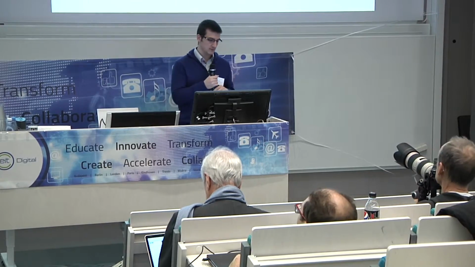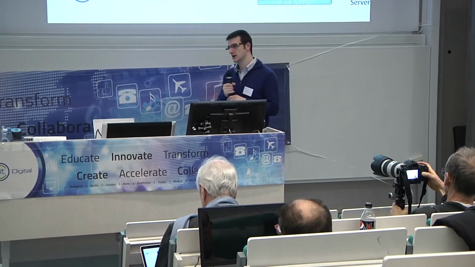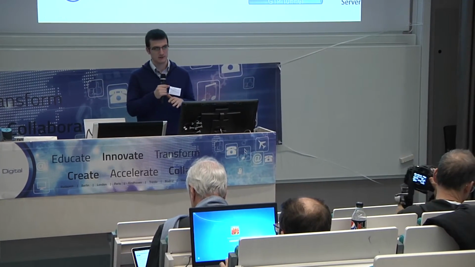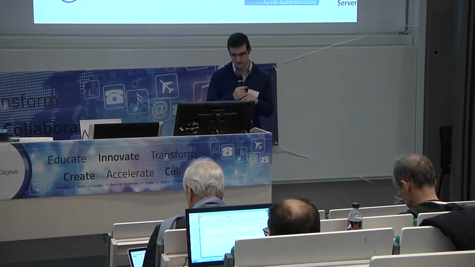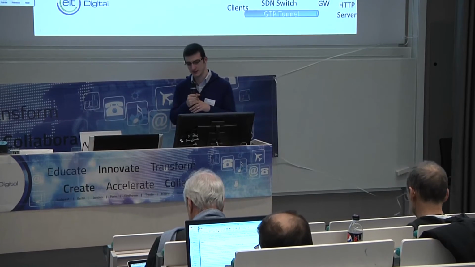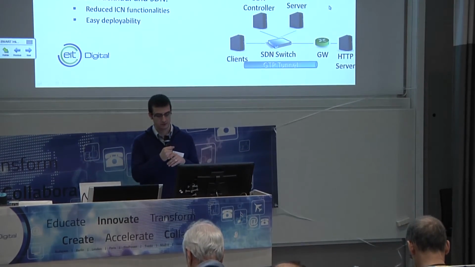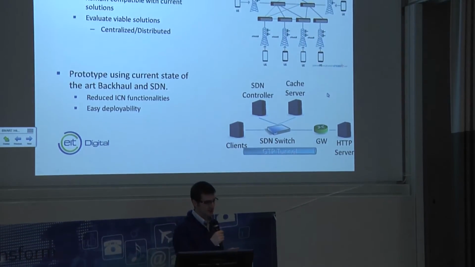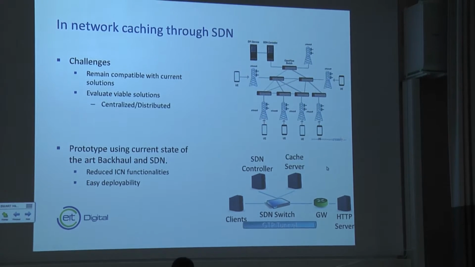So regarding SDN, what are the challenges in being able to deploy the ICN solution, or part of the ICN solution, in this case in-network caching, directly in the current network, being compatible with current standards, for example 3GPP for the mobile backhaul, and so on.